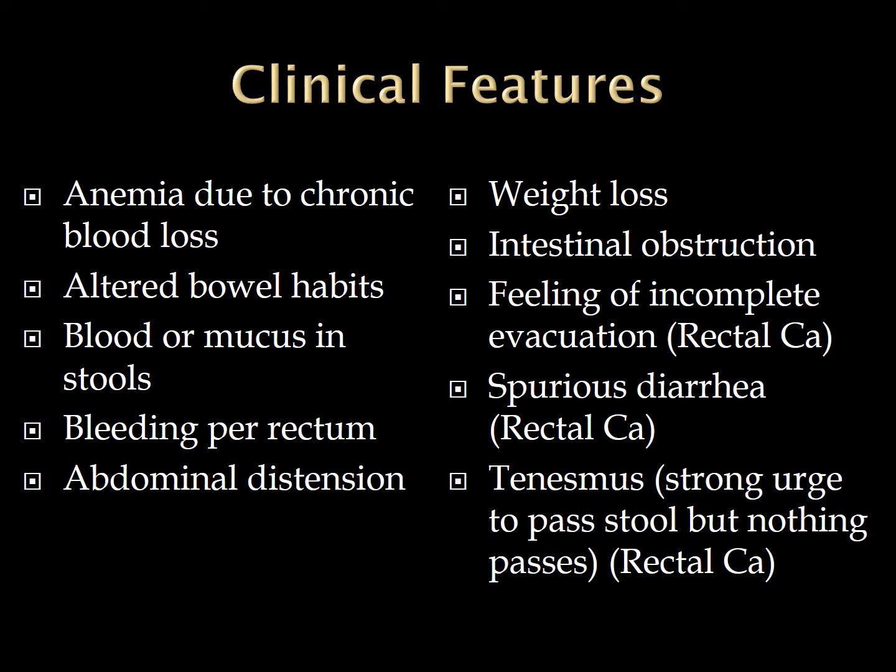Then there may be weight loss. Patient may present with intestinal obstruction. Mostly these patients present with chronic obstruction. These patients present with repeated episodes of obstruction which get relieved on their own, and then ultimately they may present with acute intestinal obstruction. Next is the feeling of incomplete evacuation, spurious diarrhea, and tenesmus. All these three features are because of malignancy which occurs in the rectum area.